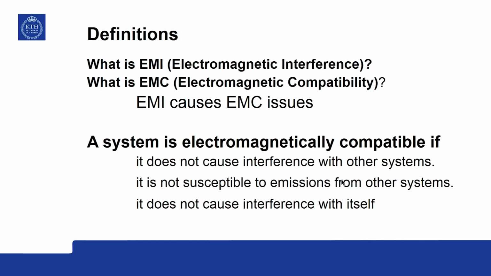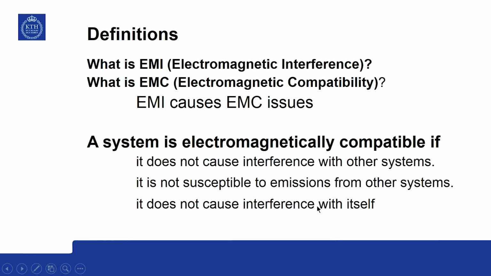Now, you have seen the definitions for EMI and you have seen what is meant by EMC, and you have seen how EMI causes EMC issues. And formally we can define a system as electromagnetically compatible if it does not cause interference with other systems, it is not susceptible to emissions from other systems, and if it does not cause interference with itself.